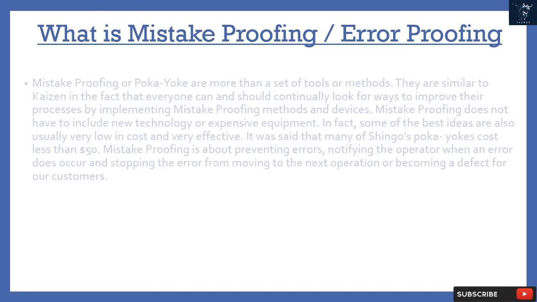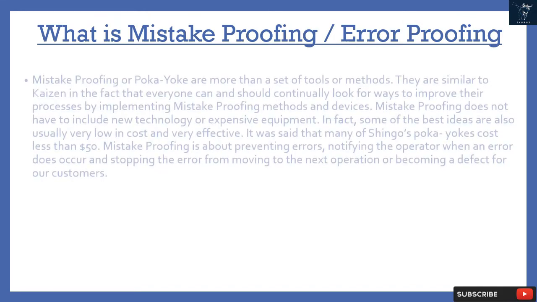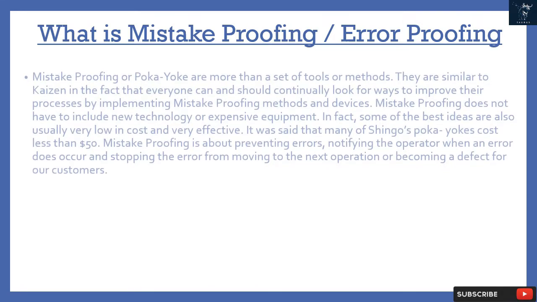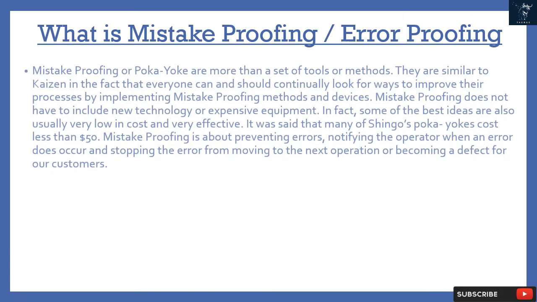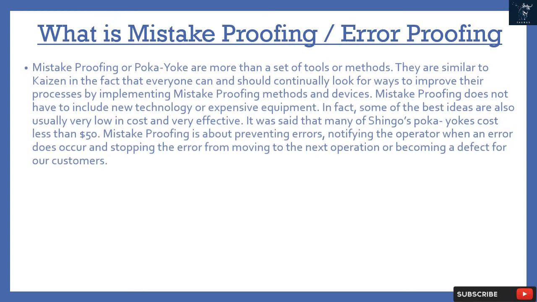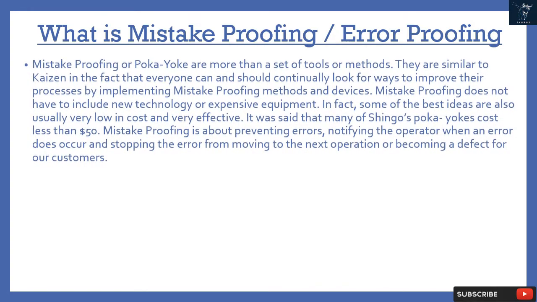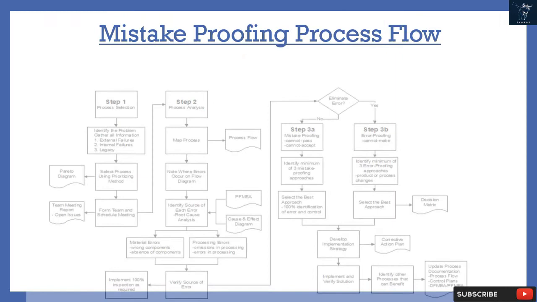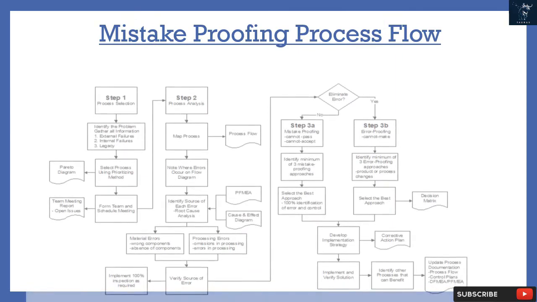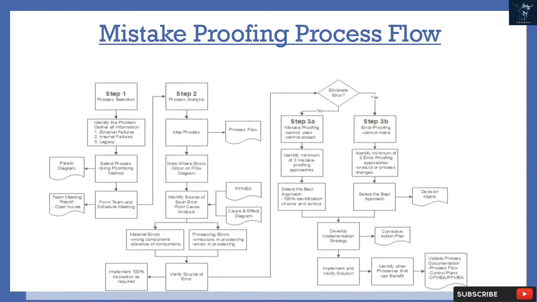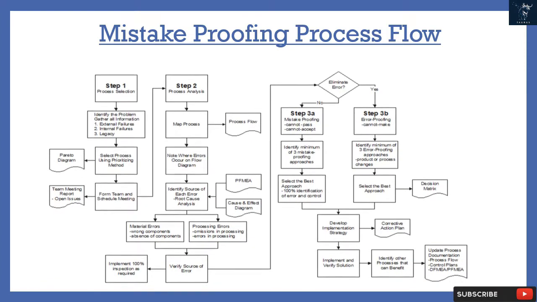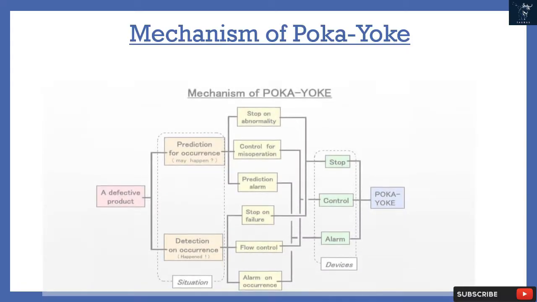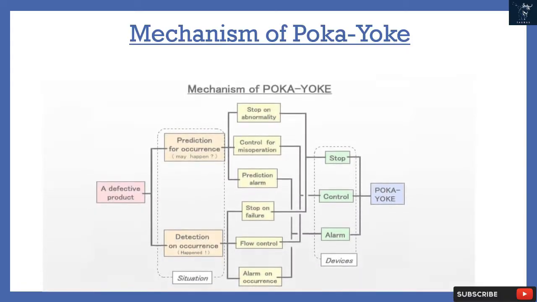Mistake-proofing is about preventing errors, notifying the operator when an error does occur, and stopping the error from moving to the next operation or becoming a defect for our customers. Mistake-proofing process flow. Mechanism of Poka Yoke.